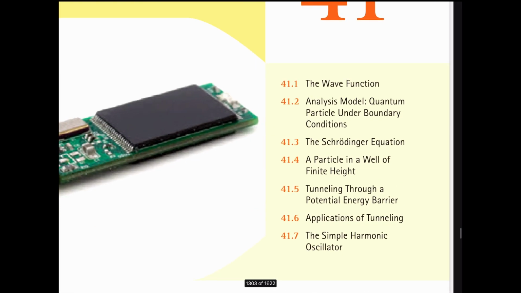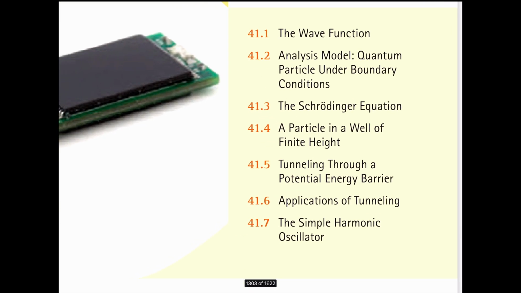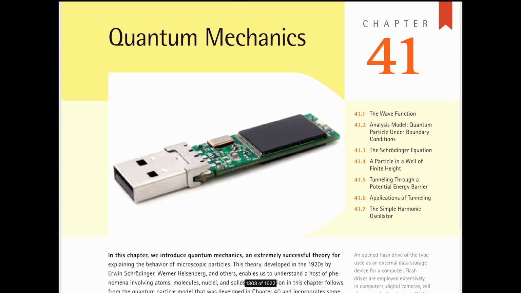Crazy subject. We got a couple sections over here. The wave function, section 1. Analysis model, quantum particle under boundary conditions. The Schrodinger equation, a particle in a well of finite height, tunneling through a potential energy barrier. Applications of tunneling, the simple harmonic oscillator.